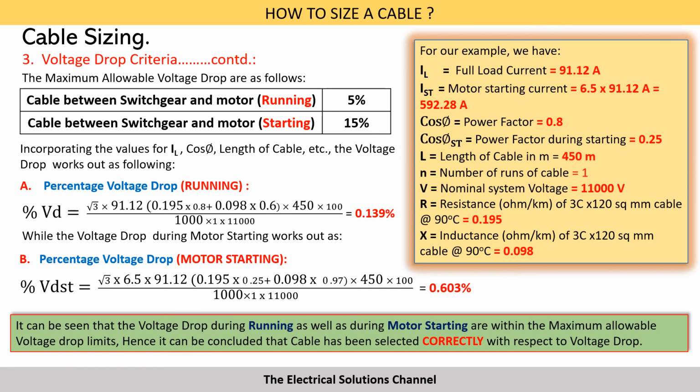Incorporating the values of IL, cos phi, length of cable, etc. in the voltage drop formula, we have the percentage voltage drop under running condition equal to 0.139% and voltage drop during motor starting condition equal to 0.603%. It can be seen that the voltage drop during running as well as during motor starting condition are within the maximum allowable voltage drop limits. Hence, it can be concluded that the cable has been selected correctly with respect to the voltage drop criteria.